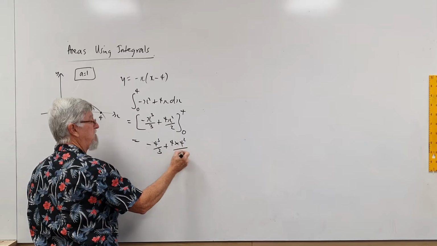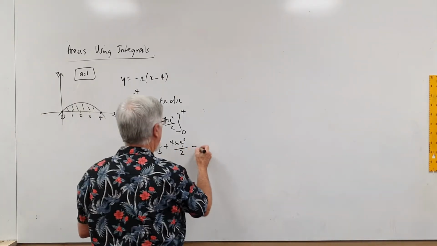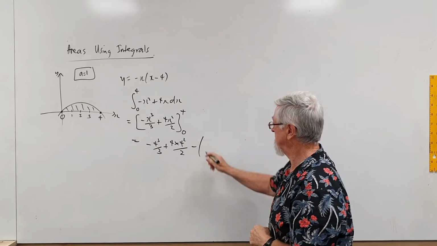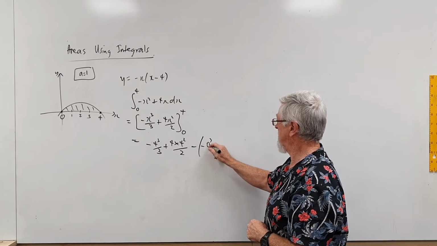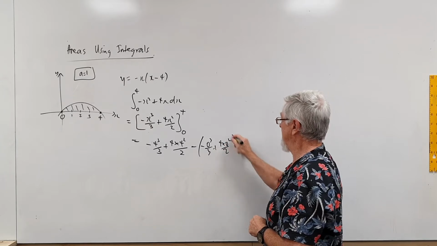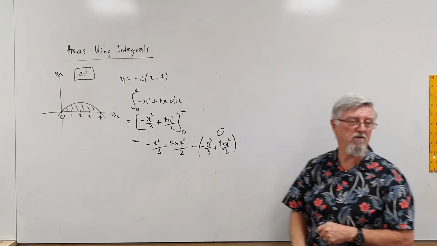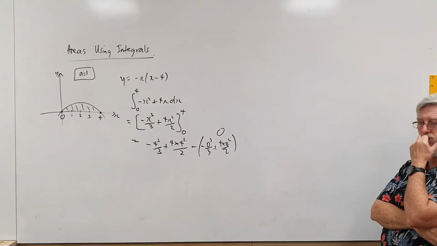by 4 squared on 2. Then we go minus what? Let's go slow. 0 cubed on 3 plus 4 times 0 squared on 2, and all of that's just 0. So what's that?